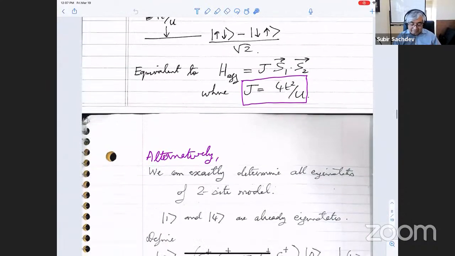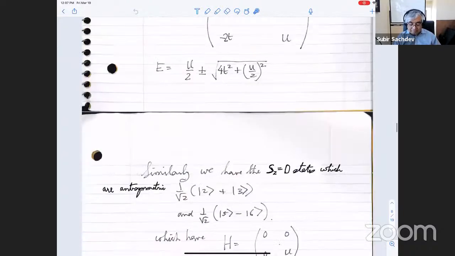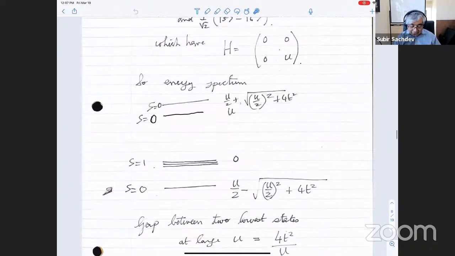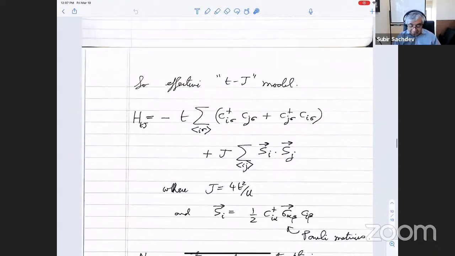Alternatively, you can actually diagonalize the full 6x6 Hamiltonian exactly, which is what I did. I won't go over it. There was a mistake in the notes. This was a triplet, but actually it's only a singlet. I corrected it on the website, and you get the same answer.